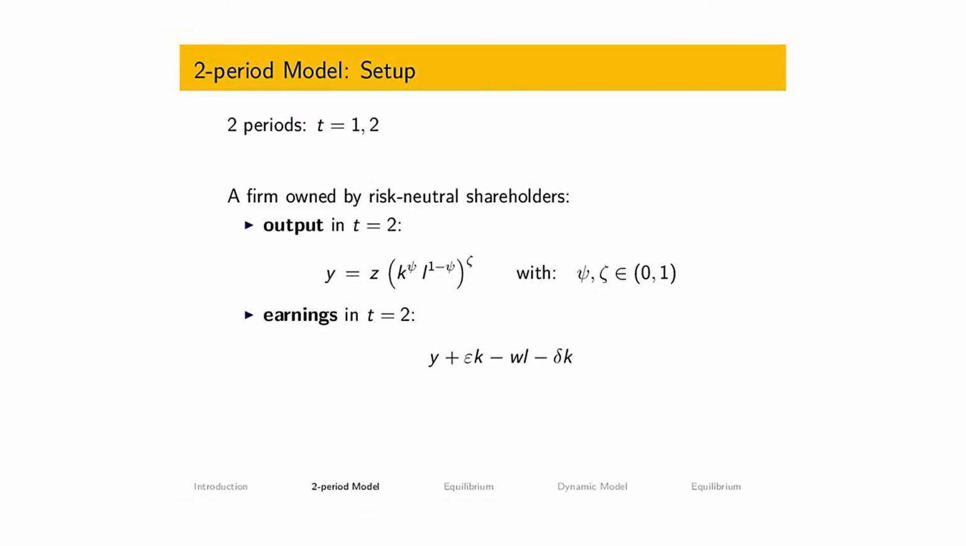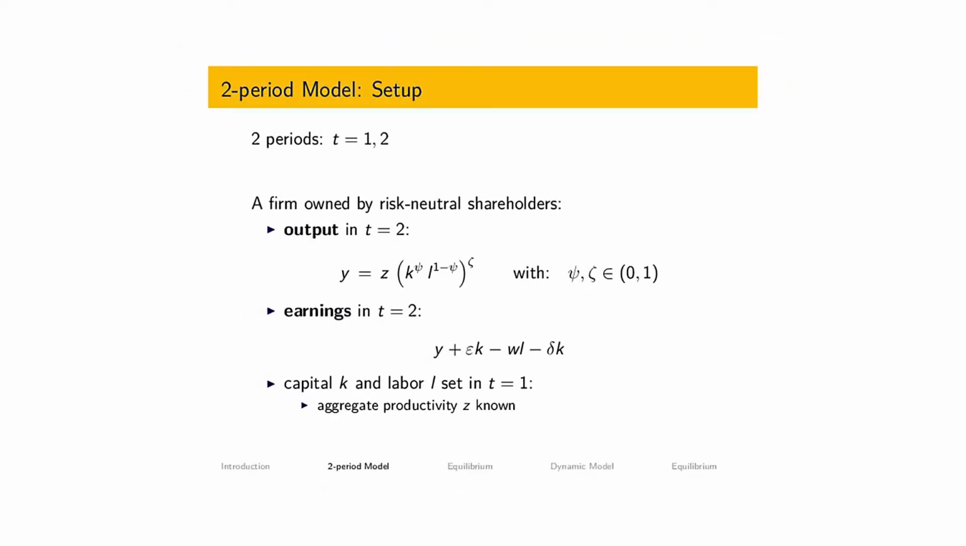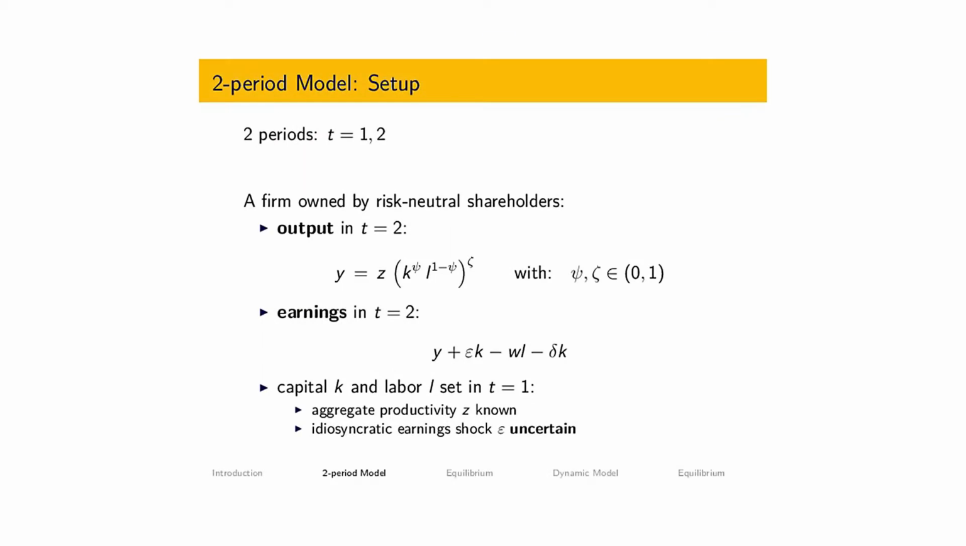Output is produced in period 2, and then earnings in period 2 are determined by output. Then they have to pay wages, there's depreciation, and there's an earnings shock. So this epsilon here: in period 1, when the firm decides about capital and labor, they know productivity is Z, but they still don't know the value of epsilon. Epsilon will be high or low. This is realized in period 2. This is the only source of uncertainty which the firm faces here. And this is what the firm does.